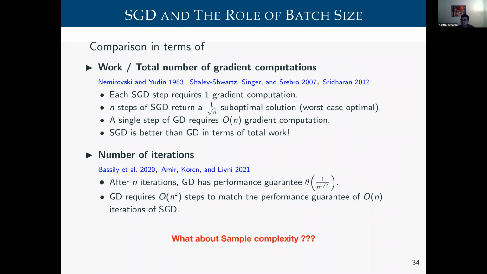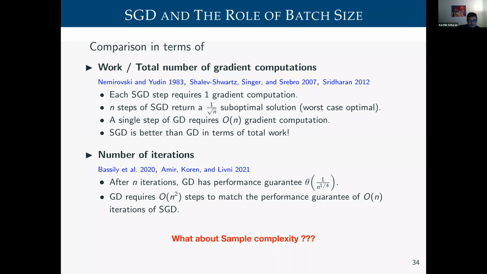And the interesting part is that full batch gradient descent will require order n gradient computations on every round. So this means that even if I run gradient descent for more than a constant number of iterations, full batch gradient descent, in terms of work, is already worse than SGD. Okay.